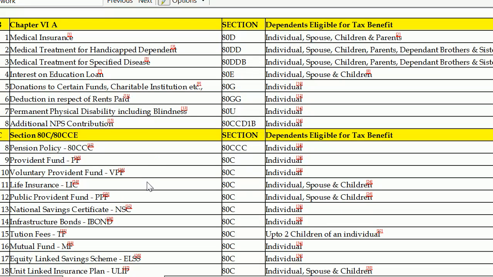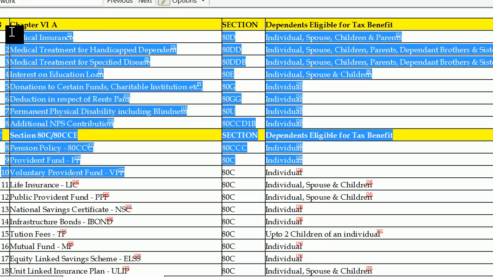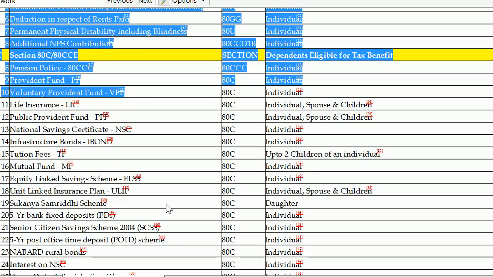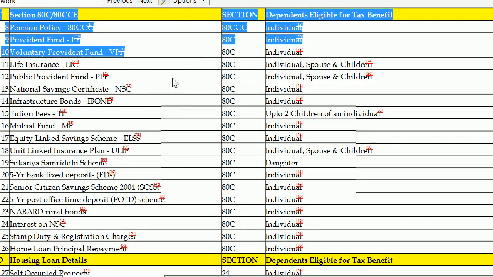These 10 items we have read now, and we will learn about another 10 items in the next chapter.